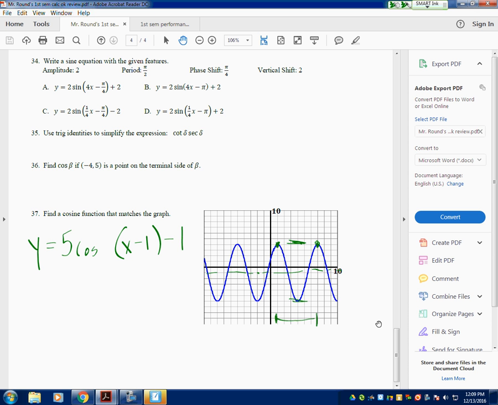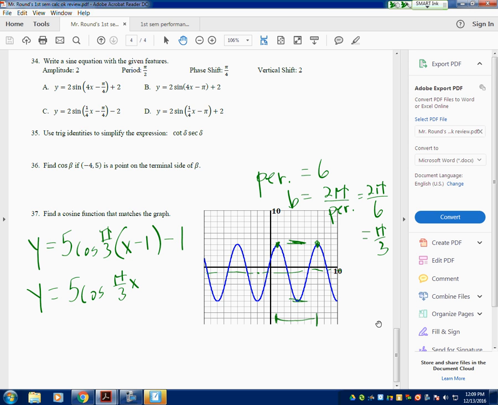So if the period is equal to 6, then b is equal to 2 pi divided by the period, or 2 pi over 6, which reduces to pi over 3. So out front here I have a pi over 3. Now in the multiple choice, this once again is not a calculator necessary problem. So y equals 5 cosine, you might see that pi over 3 distributed. Okay, so on a multiple choice you might see that distributed, so look for that. But that's it.